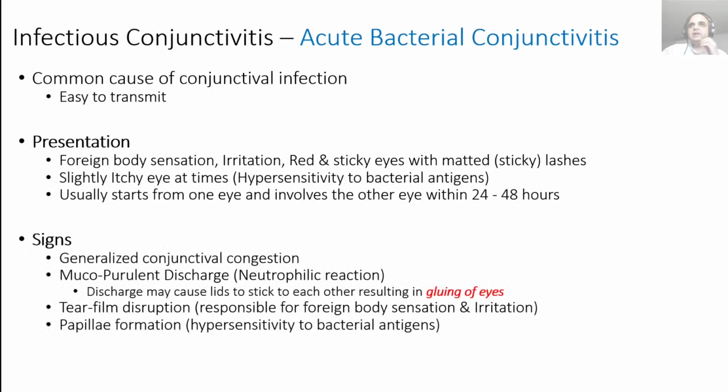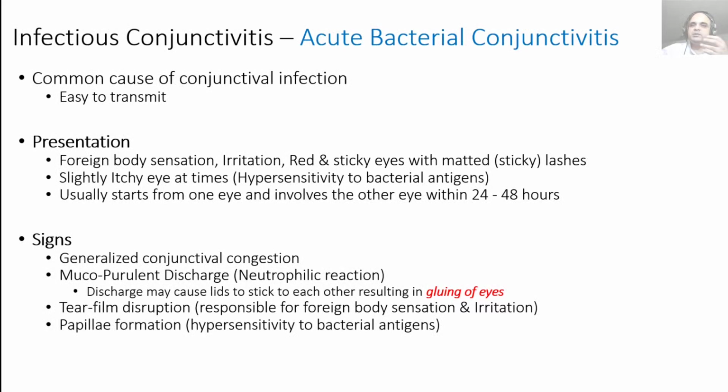The signs that you see are generalized conjunctival congestion, a mucopurulent discharge this time, simply because we are recruiting neutrophils rather than lymphocytes. And the discharge is sticky enough, purulent enough to mat the lashes together. It's also called gluing of eyes.